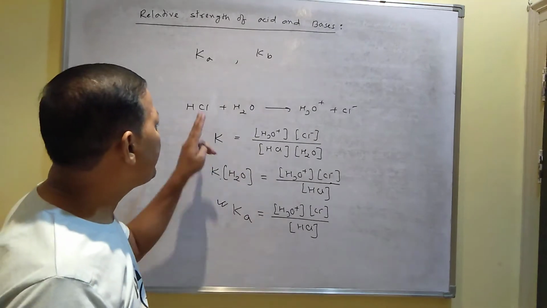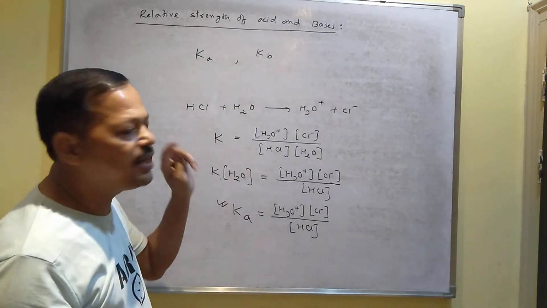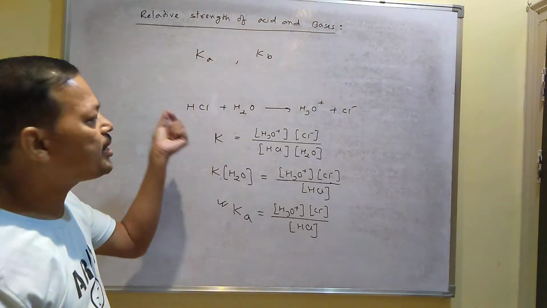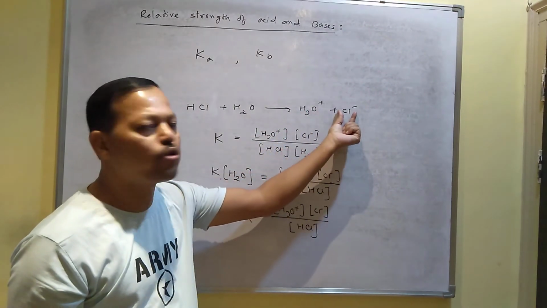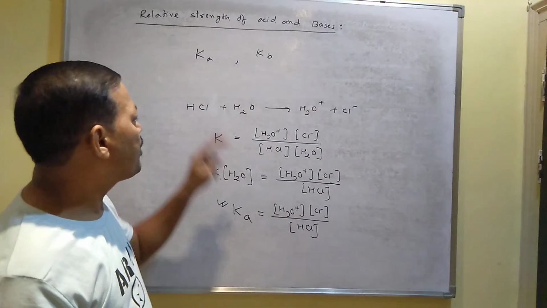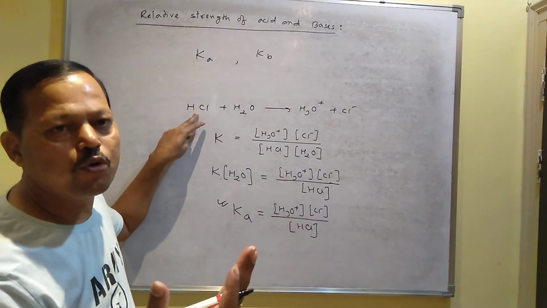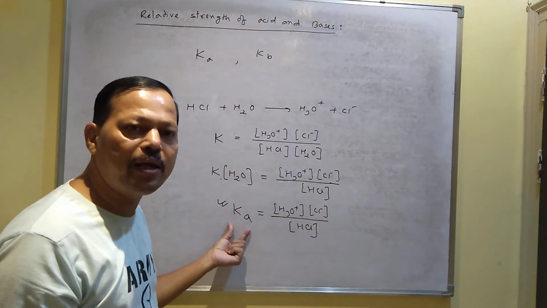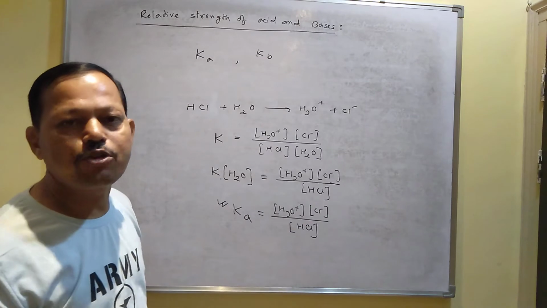So as you know, the acid which can release H plus ion easily will release more H plus, I mean you will get more hydronium ion, more chloride ion, and ultimately the value of Ka will be more. But if it is weak, it cannot release more H plus ion, that is why you will get less hydronium ion, ultimately the Ka value will be less, and that type of acid is said to be weak.